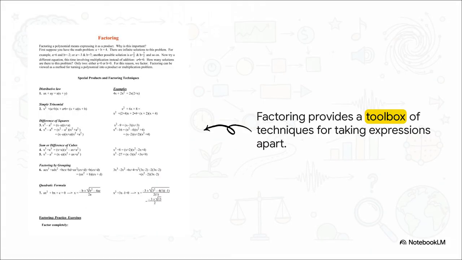And to get this job done, mathematicians have built up this amazing toolbox of techniques over the years. You're looking at some of the classics right here, things you might remember, like the distributive law, the difference of squares, and of course the famous quadratic formula. Each one is like a specialized wrench for breaking a specific type of expression down into its simpler multiplied parts.